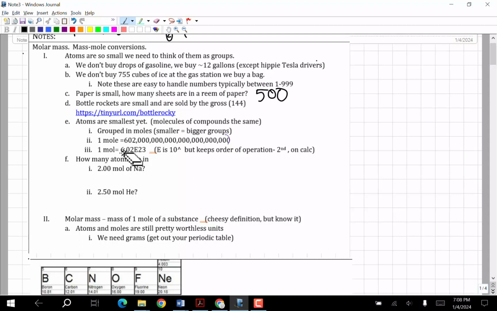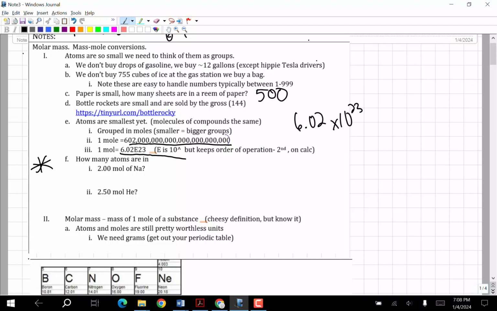1 mole is 6.02 E23. Okay, maybe you're a little more used to seeing this as 6.02 times 10 to the 23rd. And what that means is that it counts your decimal places here. Okay, so there's a couple of these. I'm going to admit these are star problems. These are just to give us the right idea.